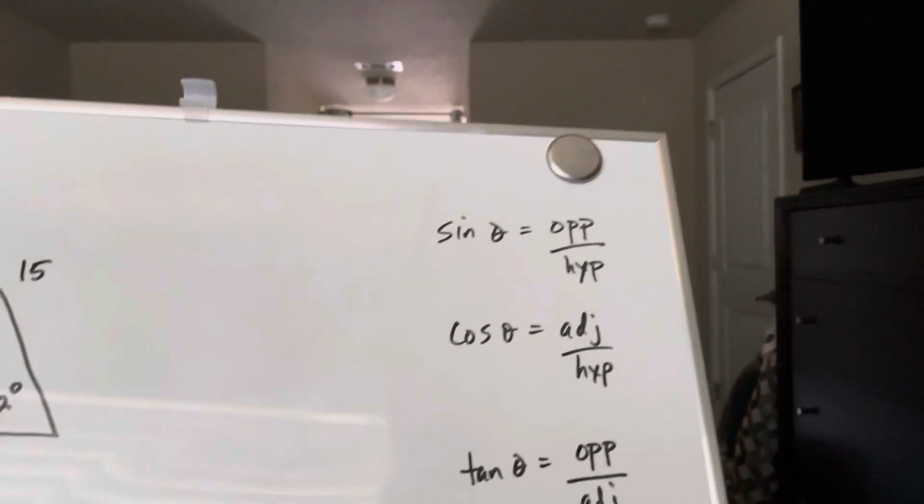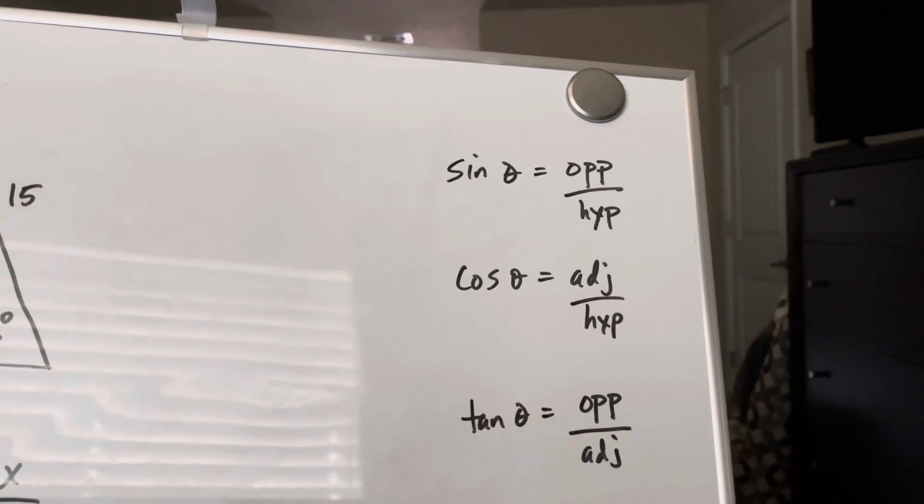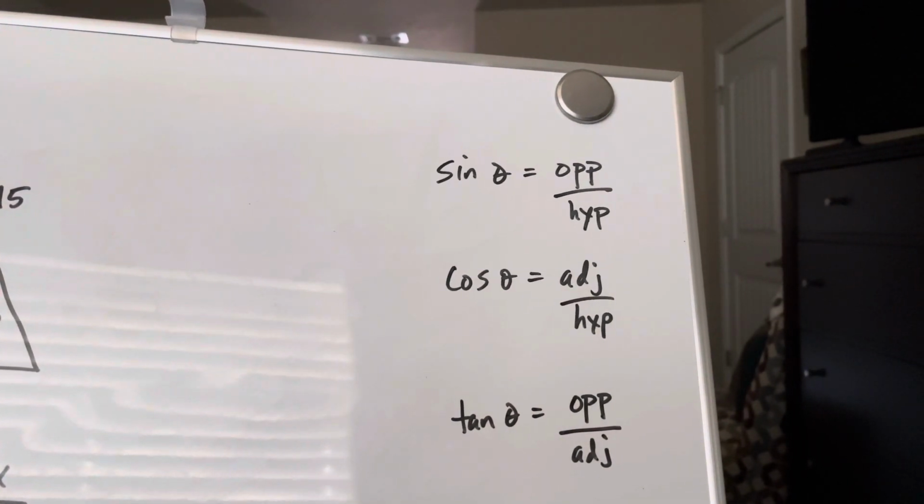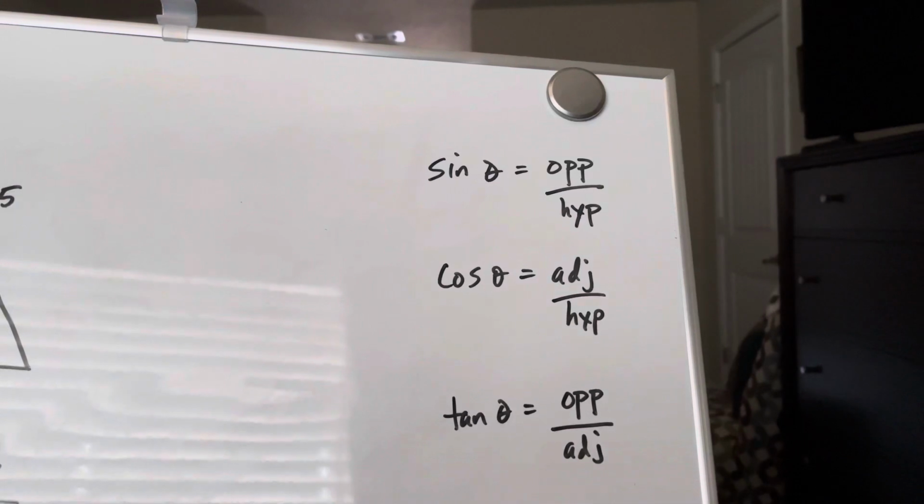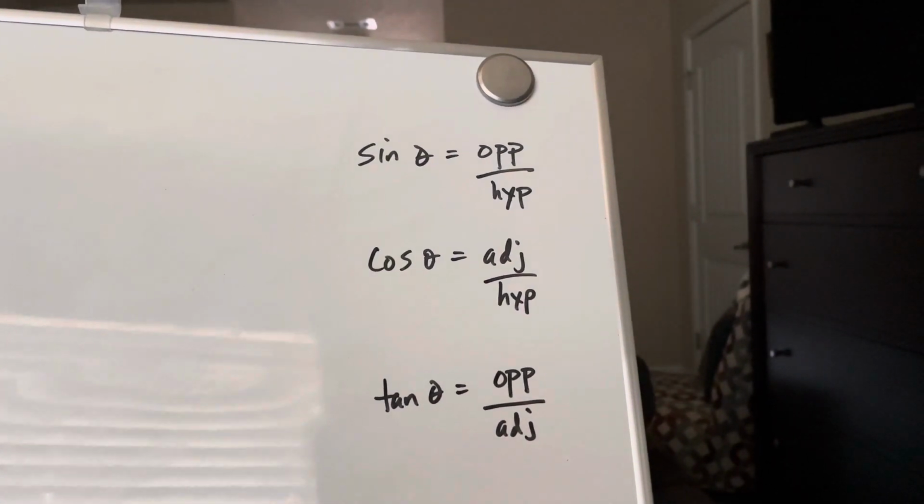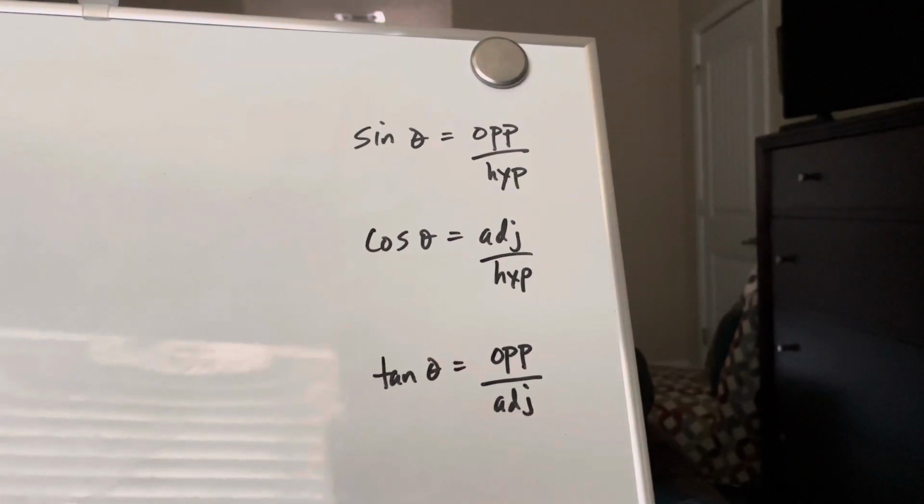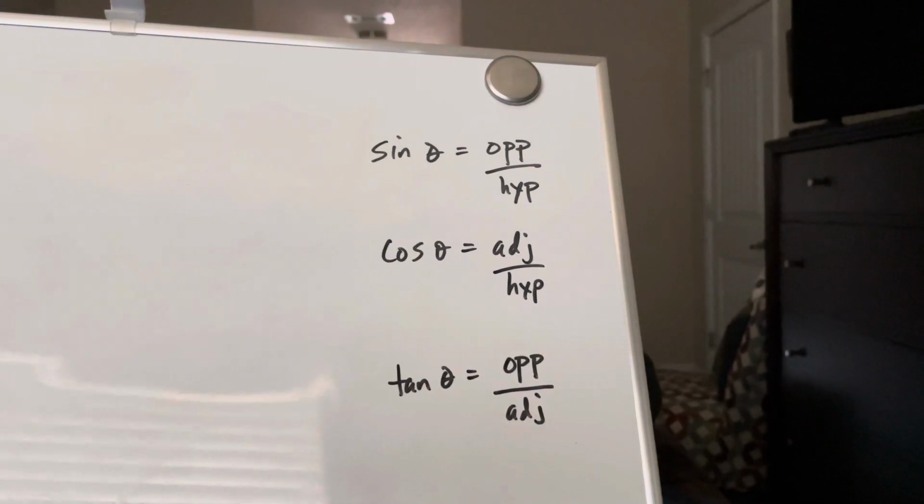All right, so let's talk right triangle trigonometry. So you need to know these trig functions. The sine of an angle is equal to the opposite side over the hypotenuse. The cosine of an angle is equal to the adjacent side over the hypotenuse. And the tangent of an angle is equal to the opposite over the adjacent.